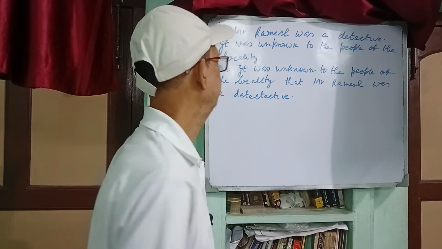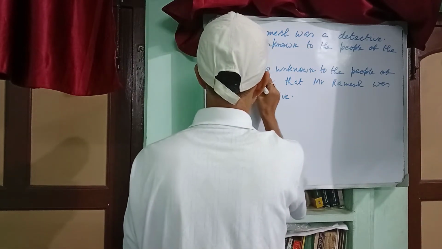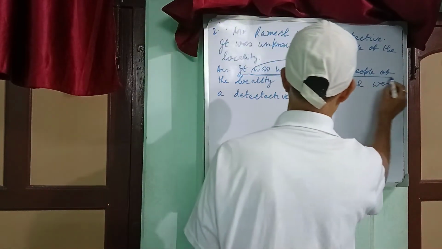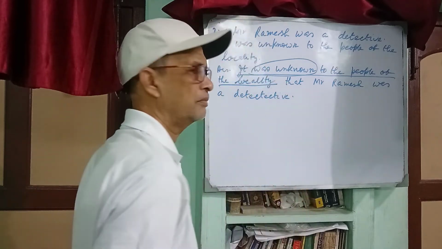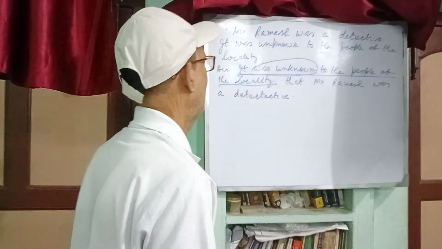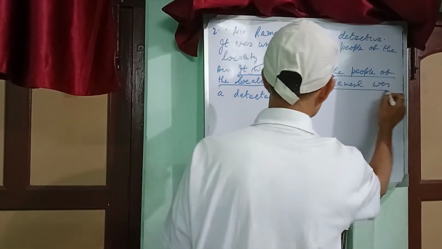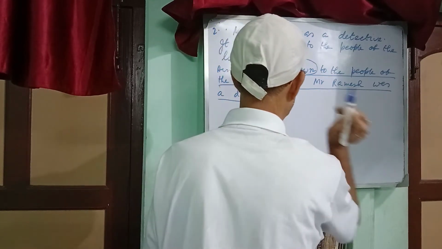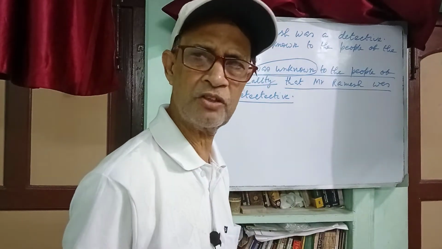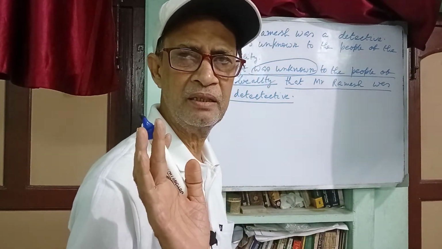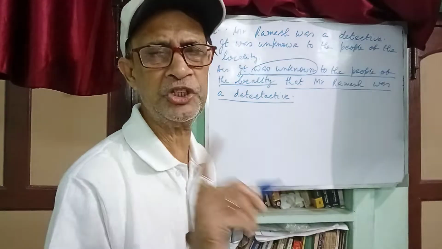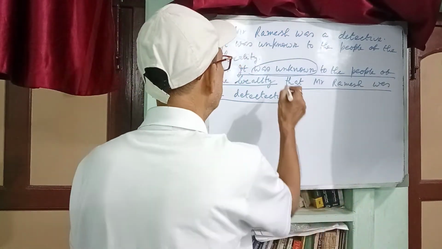And let us analyze the sentence. How is it made? You see that was unknown, finite verb. So it is the principal clause. It was unknown to the people of the locality. It is the independent clause. It is the principal clause. That Mr. Ramesh was a detective, it depends on the principal clause. So it is subordinate clause and subordinate noun clause. And case in apposition or noun in apposition to it.